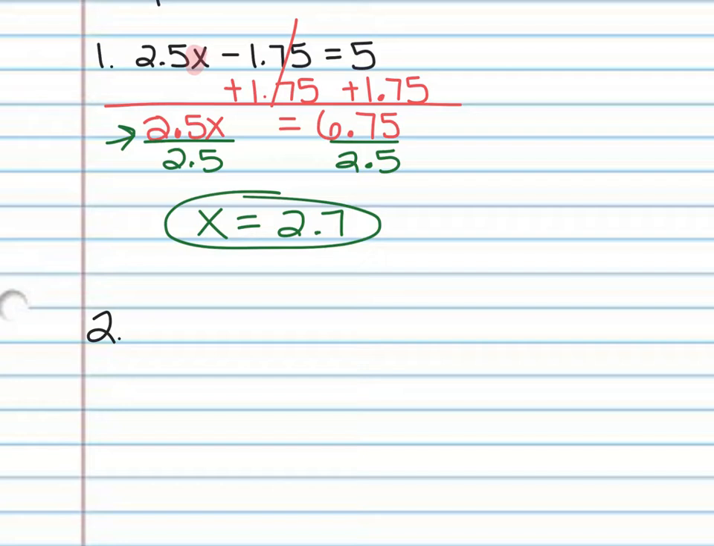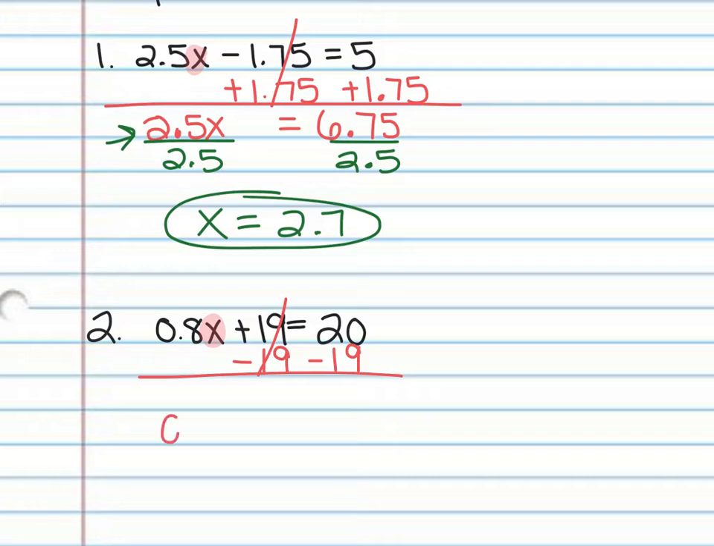For number 2, we've got 0.8x plus 19 equals 20. So same thing, find your variable first. There's my x, I gotta get things away from x. So the plain number I see first, not with the x, is plus 19. So I have to get rid of a plus 19 first. The opposite would be subtract 19 on both sides. And I get 0.8x equals 20 minus 19 is 1.